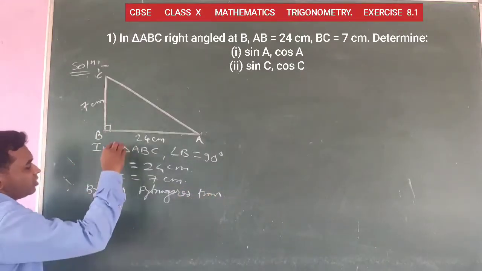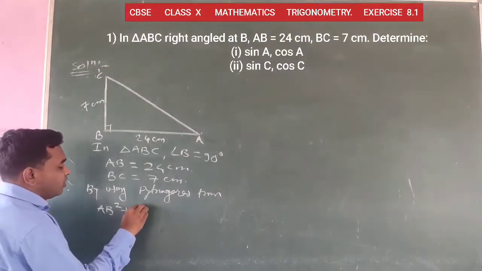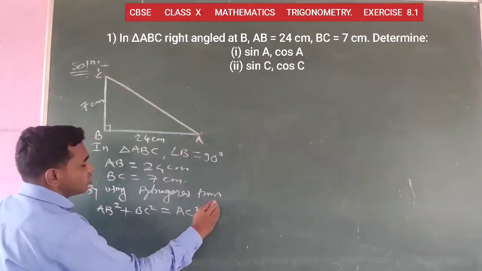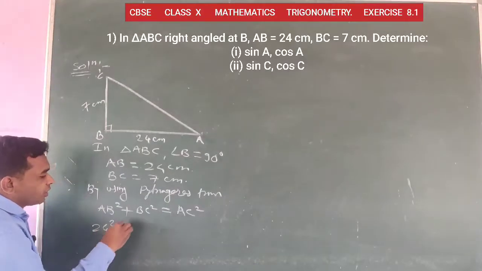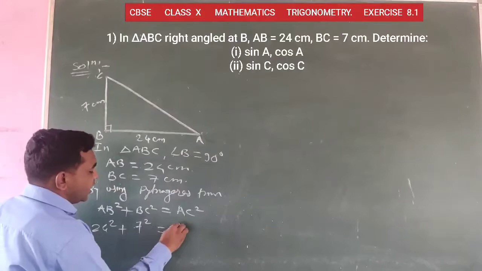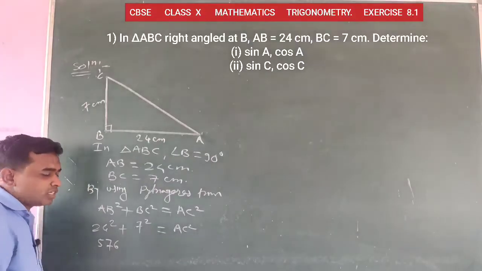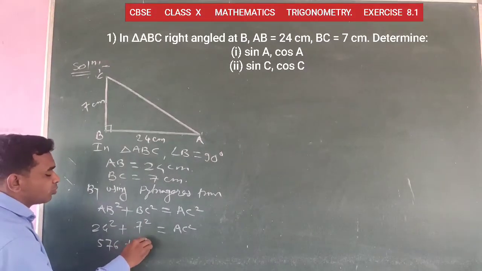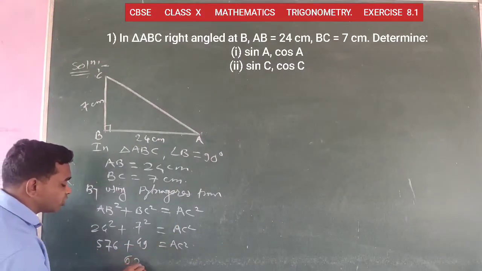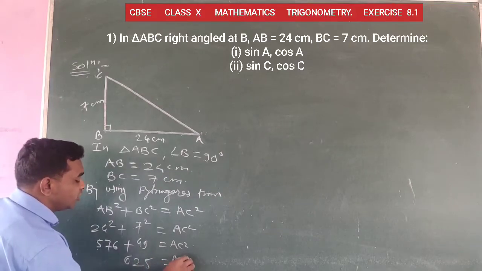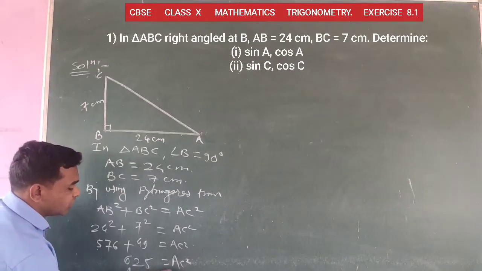What is the theorem statement? The sum of the squares of the perpendicular sides, that means AB square plus BC square, is equal to the square of its hypotenuse. Put the values. AB is equal to 24 and its square, BC is equal to 7 square, and AC square as it is. So 24 square is 576 plus 7 square is 49, is equal to AC square. 576 plus 49 is equal to 625, which is AC square, and therefore AC is equal to 25.